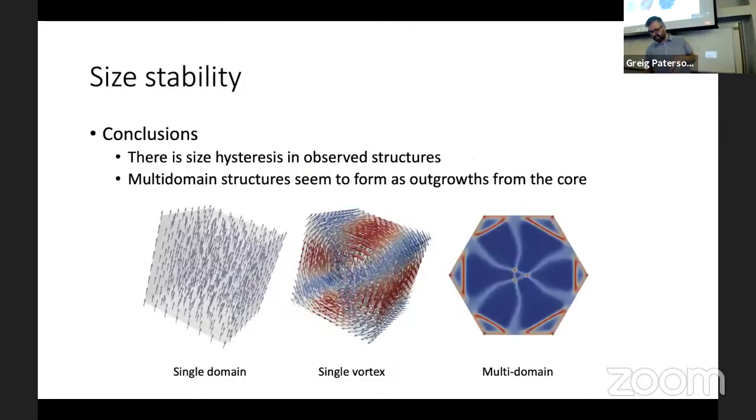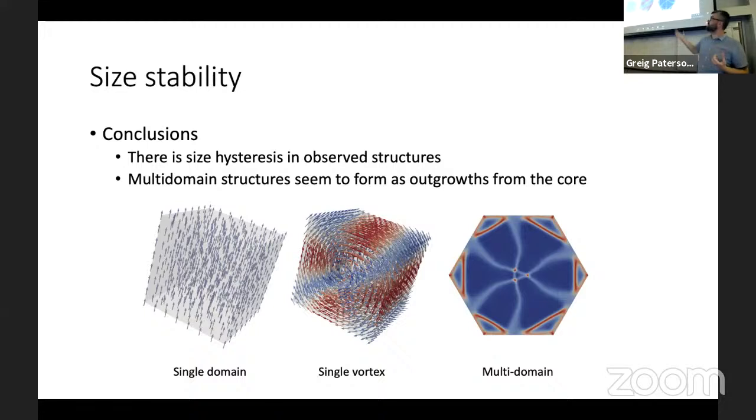And what does that tell us? It tells us that there's size hysteresis there, there's size stability in the grains. But it's also telling us that these multi-domain structures form in complicated ways. So we see that the domain structure in this particular example formed as outgrowths from an inner core.